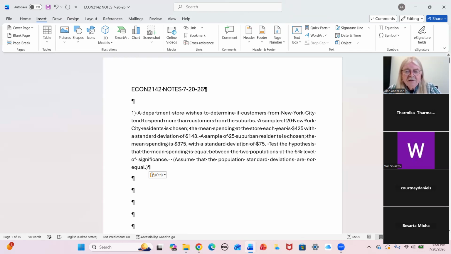And we have 25 suburban residents chosen. Again, we have a sample mean, 375, a sample standard deviation, 75. We're going to test the hypothesis that the mean spending is equal between the two populations at the 5% level of significance.